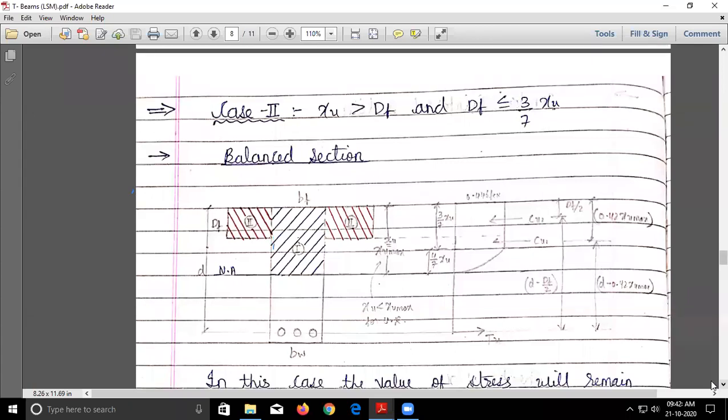So this was the second case, when XU is greater than DF and DF is less than 3 by 7 XU. Okay, so now can anyone tell me what can be the third case? I've already told you there are three cases in this. Can anyone tell me, since we have already done the first and the second, what can be the third case?